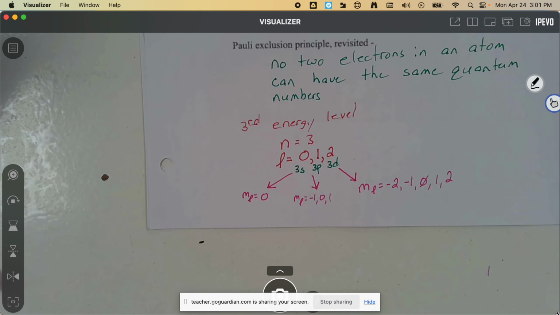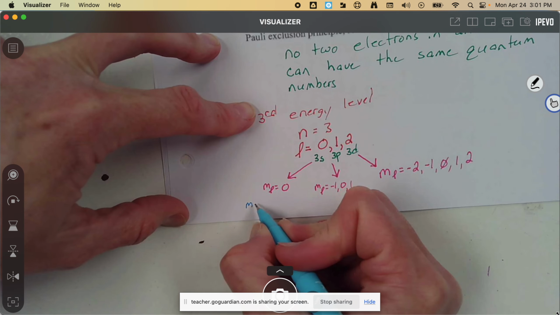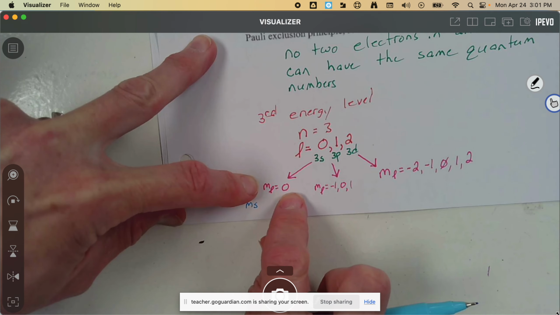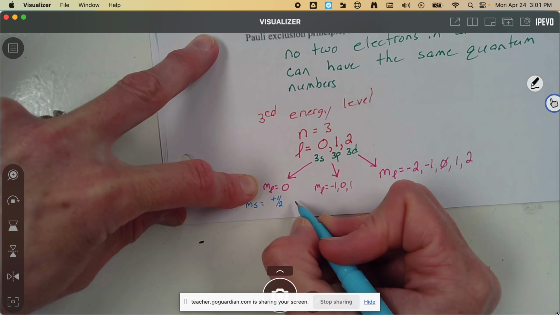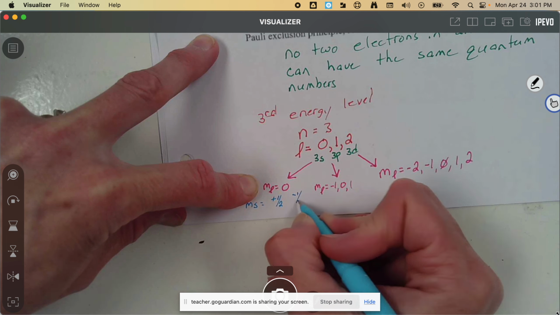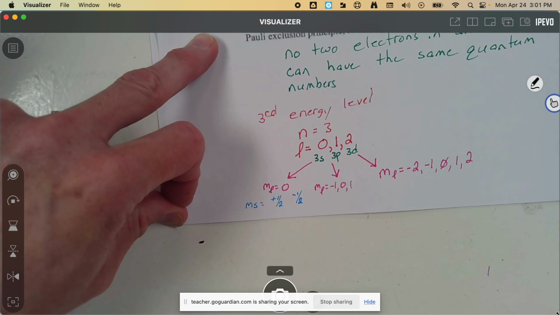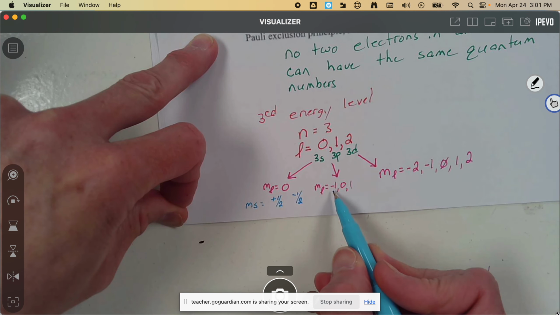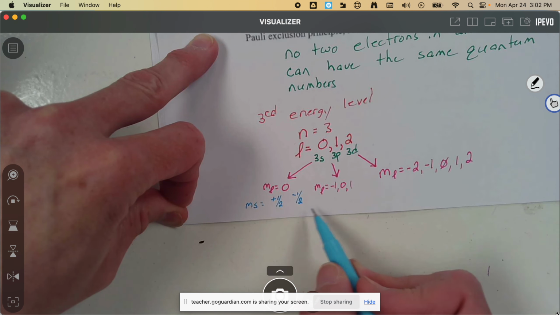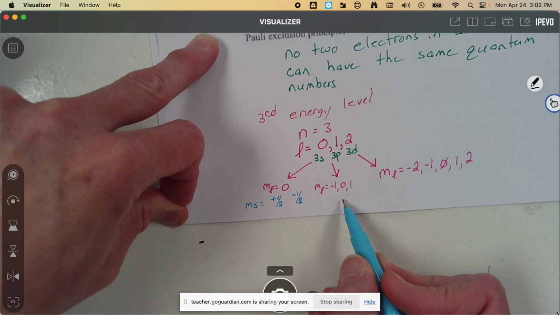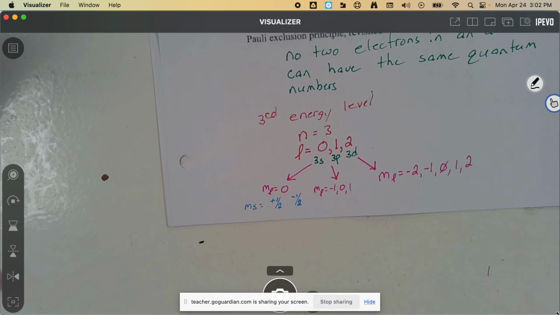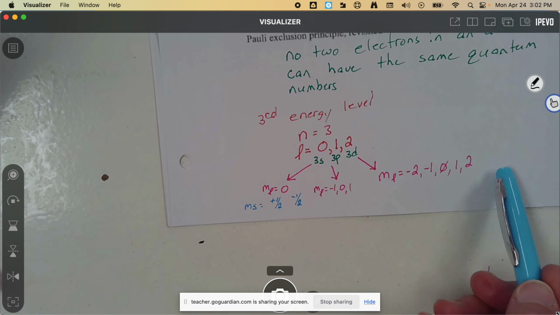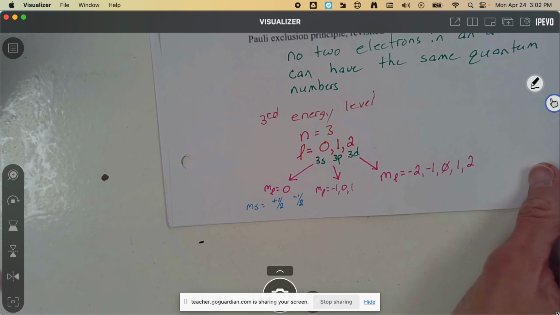And within here, I'll show you with another color. The s orbital can have one electron that's plus 1/2, and its second electron has an m sub s of minus 1/2. And here in the negative 1 orbital, we can have a plus 1/2 and a minus 1/2, and in the 0, we can have a plus 1/2 and a minus 1/2. And you eventually end up at the point of having 6 electrons here and having 10 electrons there.